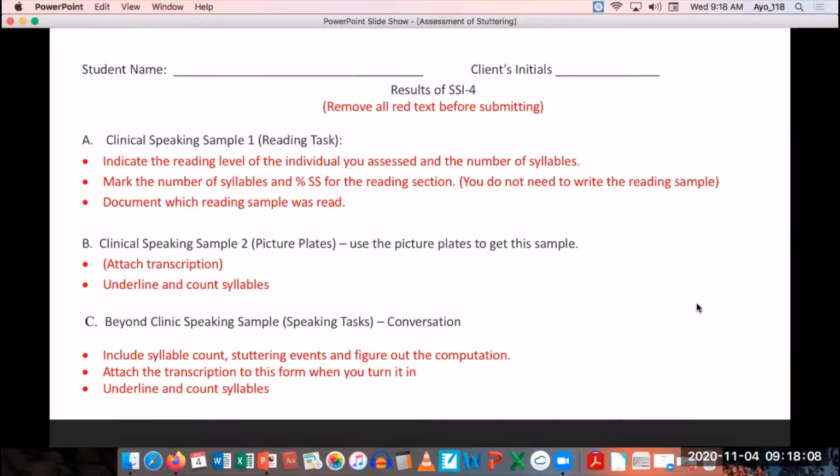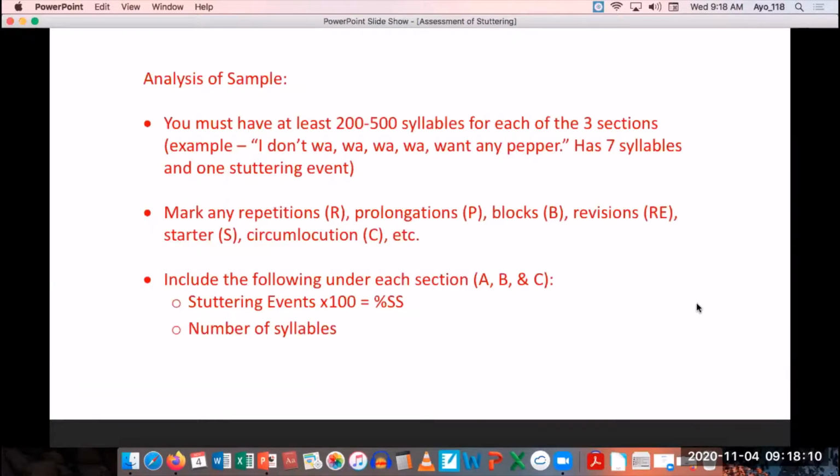All right. Now, what to consider when you're doing this sample. Analysis of the sample. You must have at least 200 to 500 syllables for each of the 3 sections. Example, I don't want any pepper has 7 syllables and 1 stuttering event. I don't want any pepper.